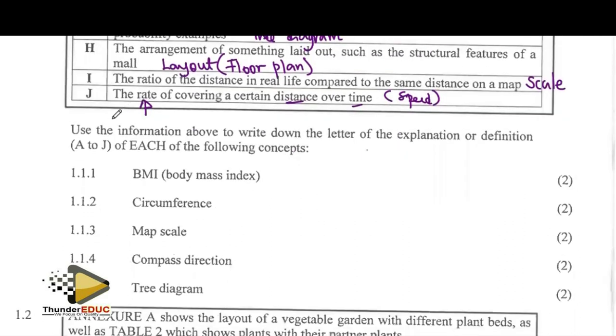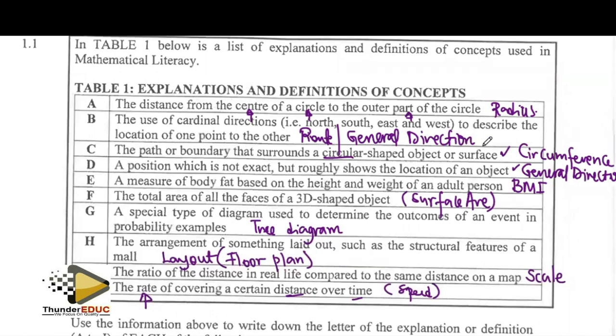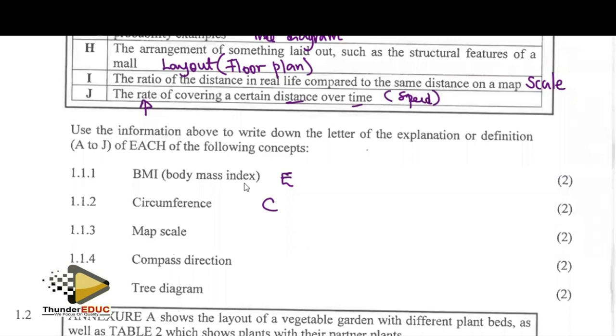Anyway, let's look at the question here. They say, use the information above to write down the letter of the explanation or definition, A to J, for each of the following concepts. BMI, we've already seen it as E. Circumference, we've seen it as C, the path around. The map scale, it's I. Compass direction, this could be B. And the tree diagram, we've seen it as G, possible outcomes in probability.